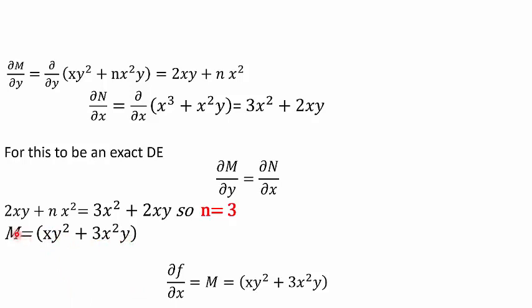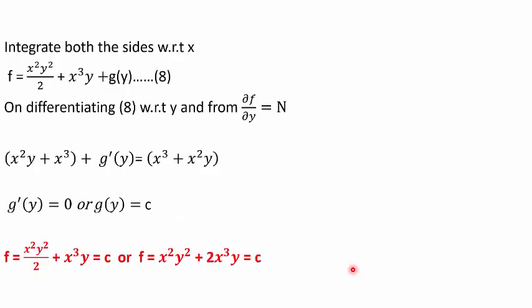Now differentiate this. We have to find our f. So we will equate del f by del x is equal to m. As m was xy square plus 3x square y, we get on integrating f is equal to x square y square upon 2 plus x cube y plus gy. Differentiate with respect to y, equate it to n, we'll get g dash y is 0, or on integration gy is equal to c, which gives us f is equal to x square y square upon 2 plus x cube y is equal to c.